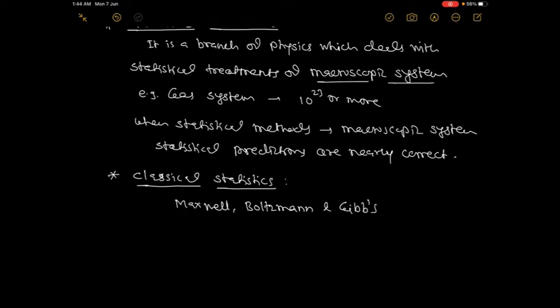But how it arises? Since before developing quantum theory, Maxwell and Boltzmann applied the statistical methods to macroscopic system by using classical physics. Therefore, that statistical method is known as classical statistic. That classical statistic is Maxwell-Boltzmann statistic.